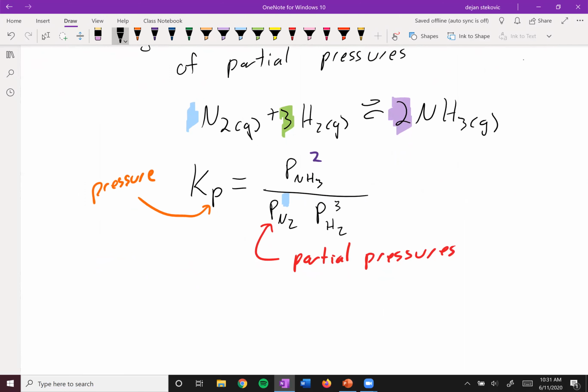And then the last thing to note is that Q and K, the reaction quotient and the equilibrium constant, are unitless. So even though you plug in numbers with units, Q and K are actually unitless. And the real reason behind it is a little bit more complicated, but if you're interested, you can read up on that on your own.